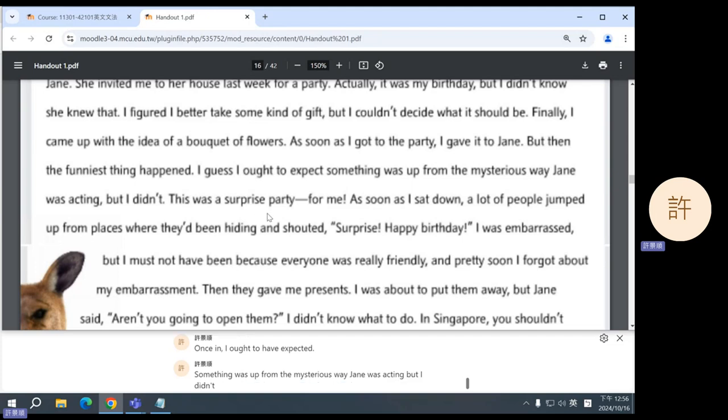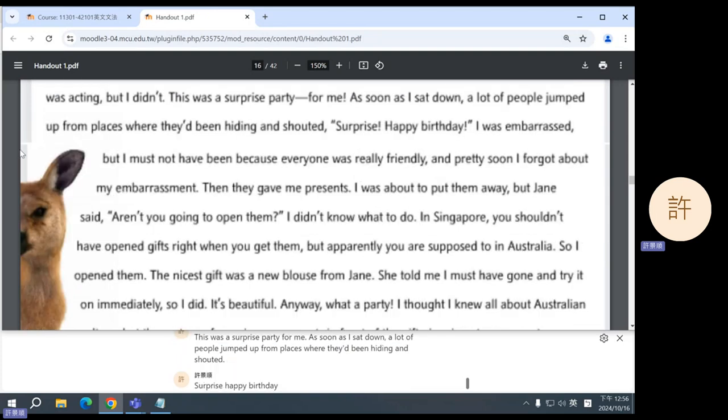This was a surprise party for me. As soon as I sat down, a lot of people jumped up from places where they'd been hiding and shouted, "Surprise, happy birthday." I was embarrassed, but I must not have been. I must not have been means I think I was not. But here this person says, I was embarrassed.